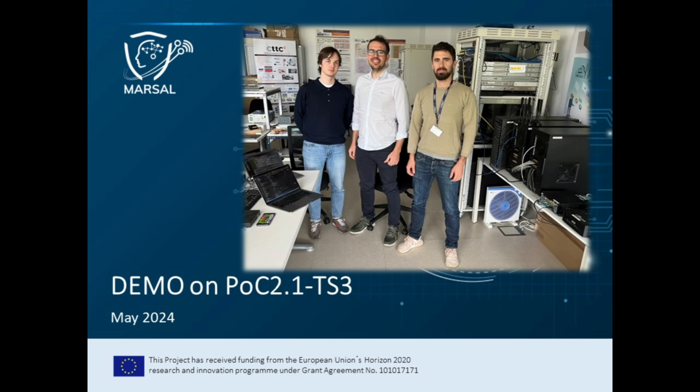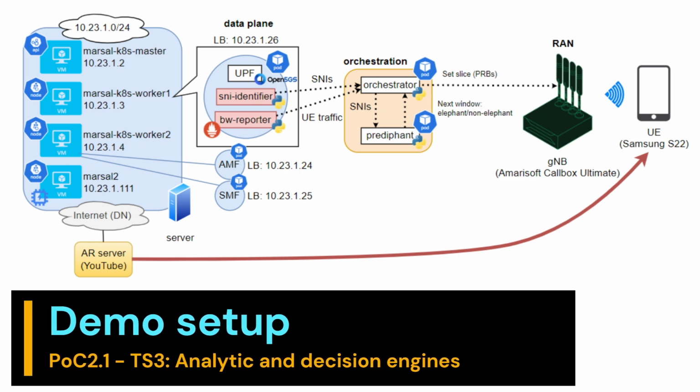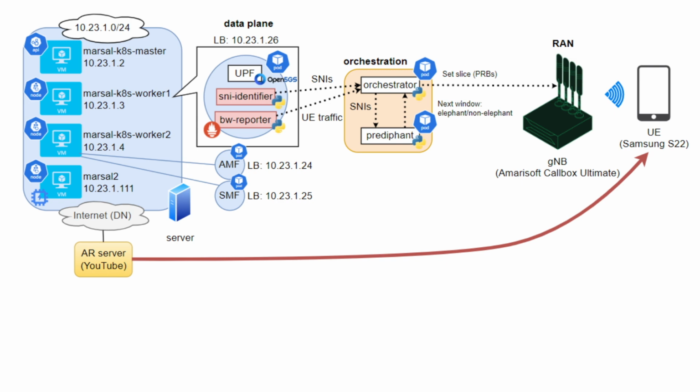Welcome to MARSAL's demo for PoC21 test scenario number 3. The main purpose of the predefined algorithm is to predict the probability that a given user will become an elephant of the network, meaning that the user will start requesting a lot of traffic from the network.